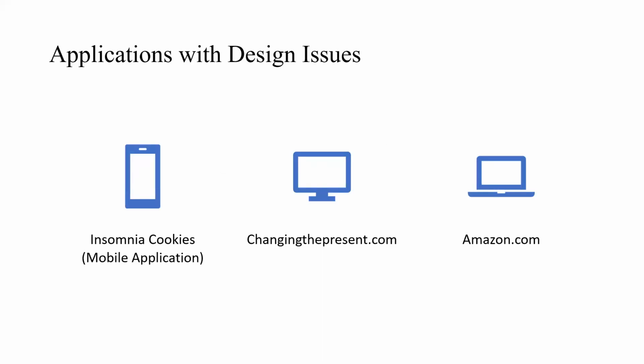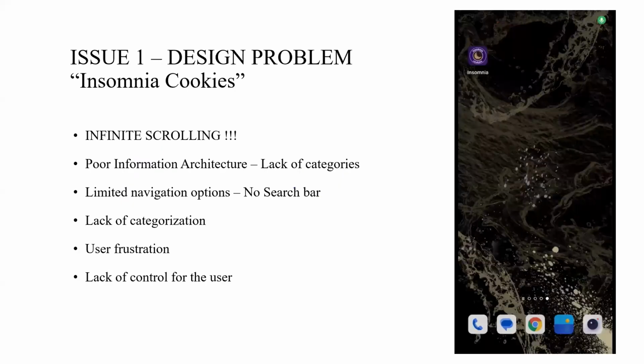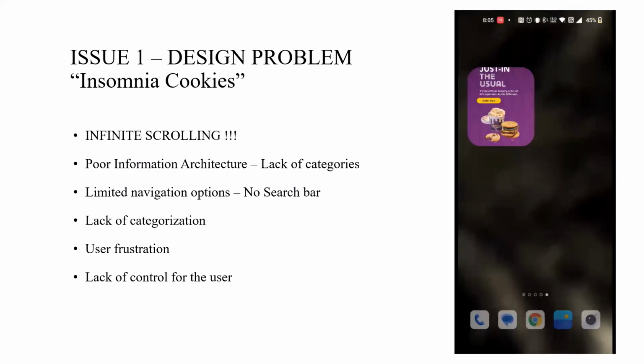I'll be talking about three applications here. Insomnia Cookies, which is a mobile application, changingthepresent.com, which is a non-profit organization, and Amazon.com, which we all know is an e-commerce website. Let's begin with issue 1.